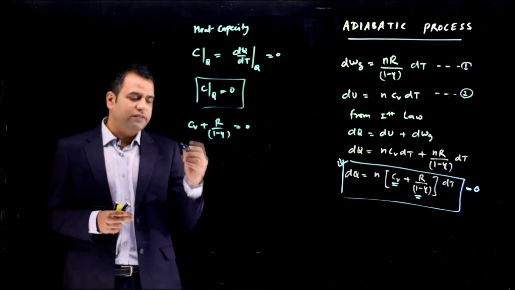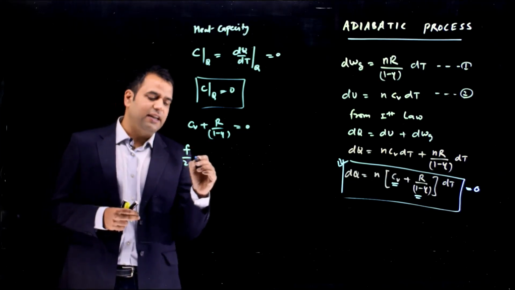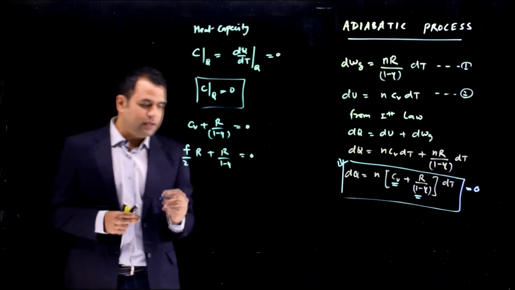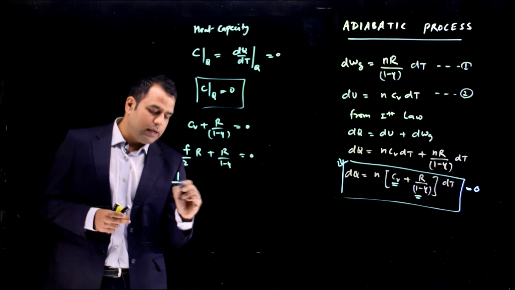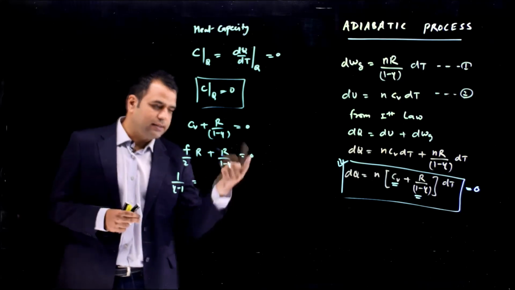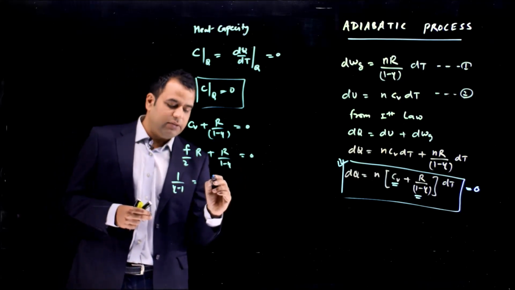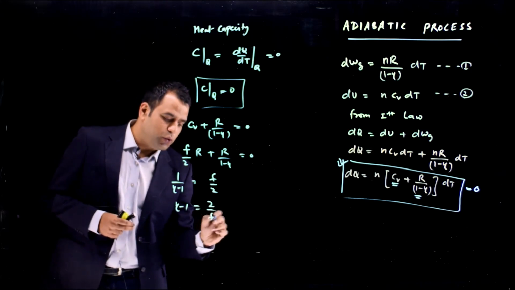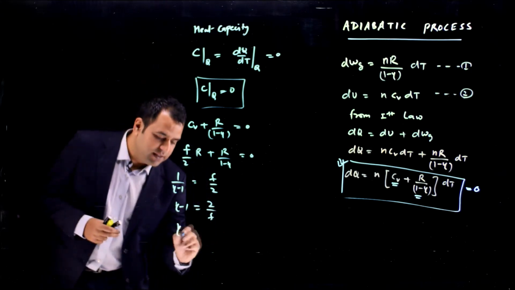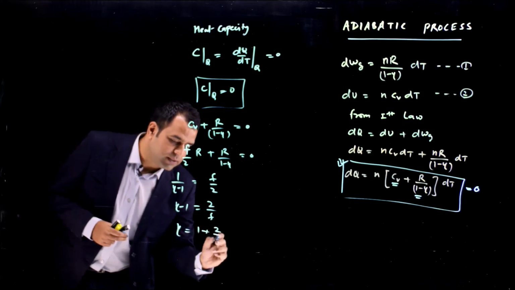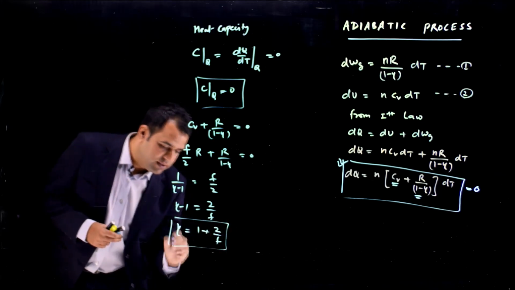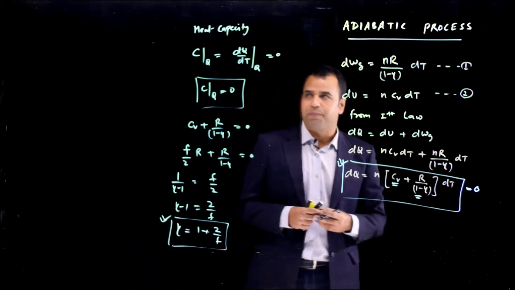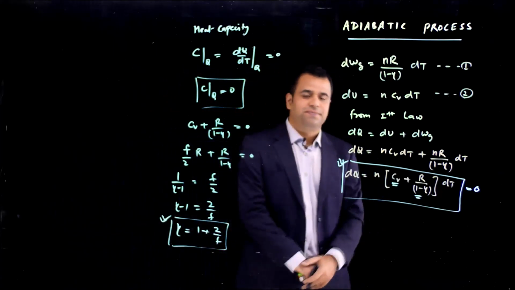So let's put the value of Cv. If I put the value of Cv, it is F by 2 times R plus R upon 1 minus gamma, and that is 0. And that will make it 1 upon gamma minus 1, I'm taking this to that side, and the R I'm cancelling out, is equal to F by 2. Or we can say gamma minus 1 is 2 by F. And from here, if you see, gamma is 1 plus 2 by F. So that value we are getting by putting the value of dq as 0 also here. Okay. Thank you.